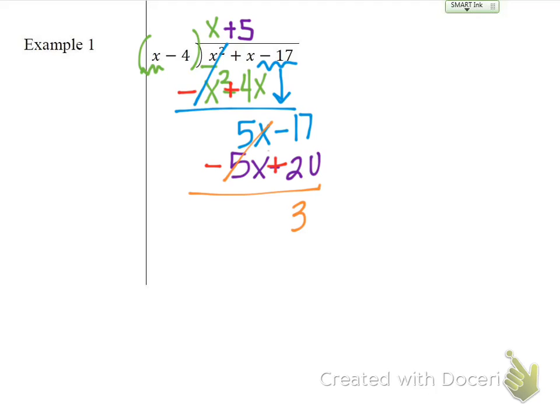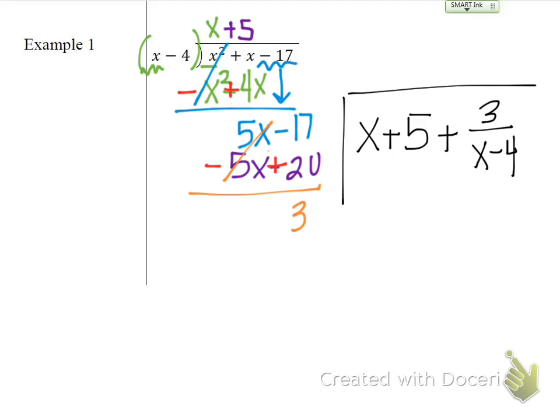So what you're going to do is write your answer, x plus 5, and then plus 3 over whatever's on the outside, x plus 4, or x minus 4, sorry. So your remainder gets written as a fraction, and that is your answer.